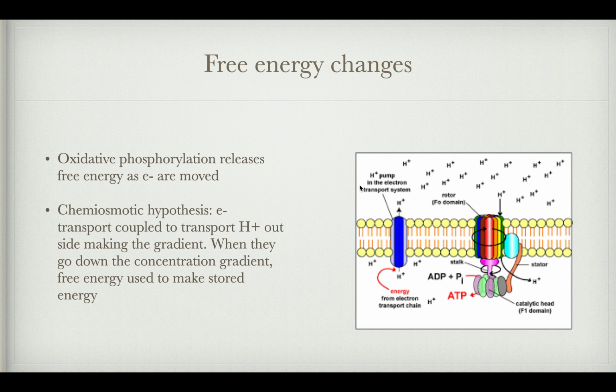So the free energy changes occur because oxidative phosphorylation releases free energy as electrons move. That's important to the chemiosmotic hypothesis, where electron transport is coupled to the transport of hydrogen outside, making the gradient. As I went through all the paths, that was how the outside is more acidic versus the inside of the matrix. And when they go down through the concentration gradient, that free energy from the diffusion is used to make stored energy in the form of ATP.